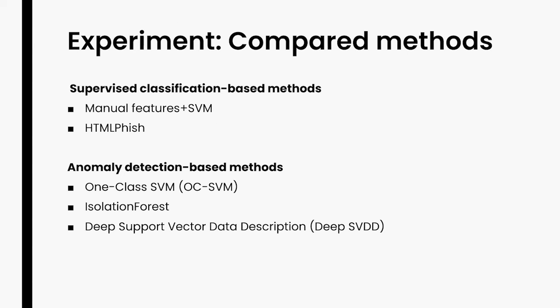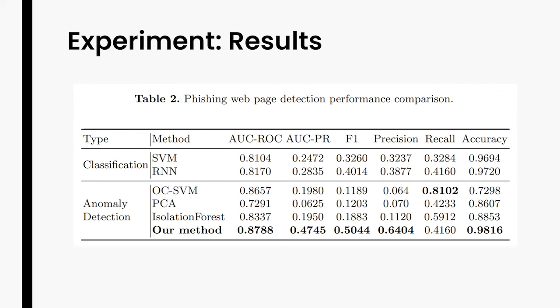The competing methods can be grouped into two categories: supervised classification-based methods and anomaly detection-based methods. The performance of our proposed method and 5 competing methods are shown in the table. Our method outperforms other methods by a large margin in terms of all metrics except recall. Although isolation forest achieves better recall than our method, its precision is significantly lower.